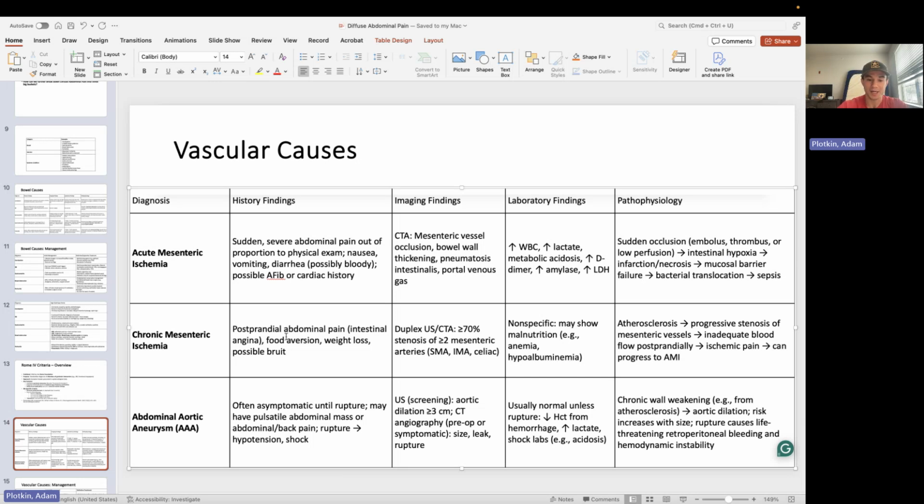Chronic mesenteric ischemia is usually postprandial abdominal pain. It's basically intestinal angina. So remember angina, stable angina, we get atherosclerosis.